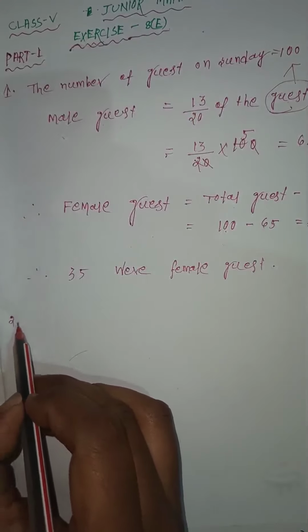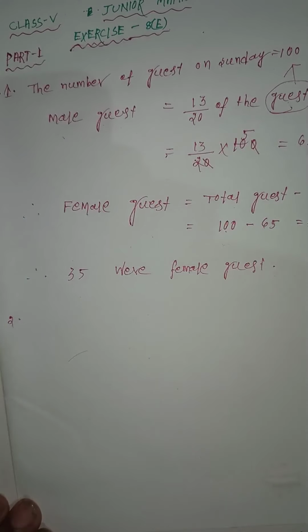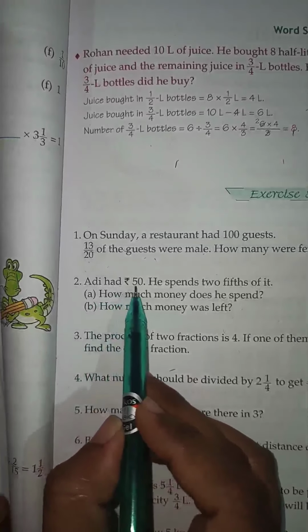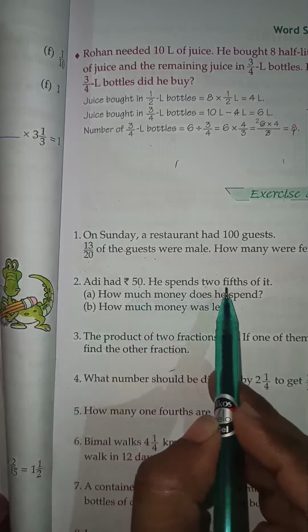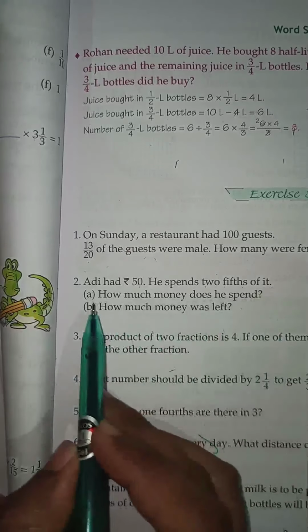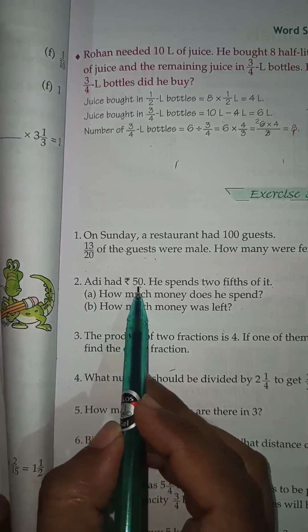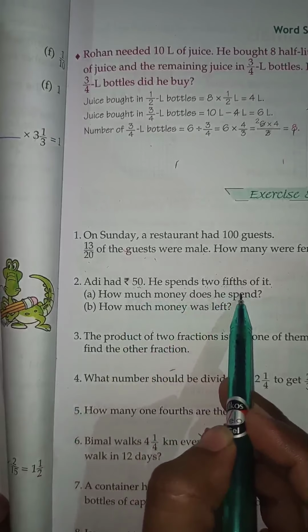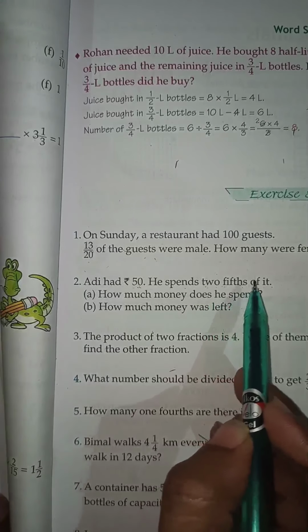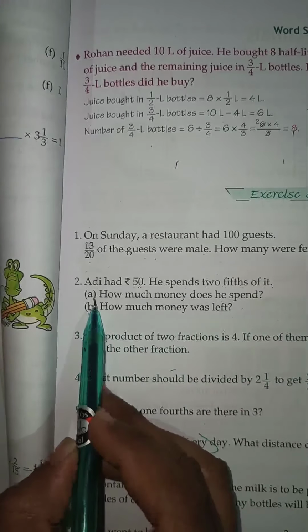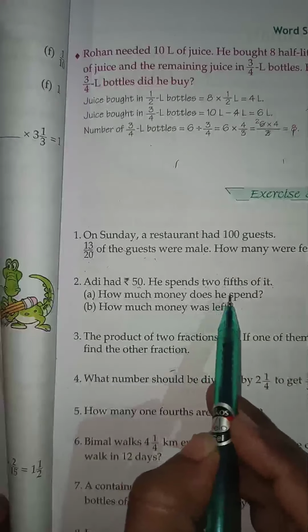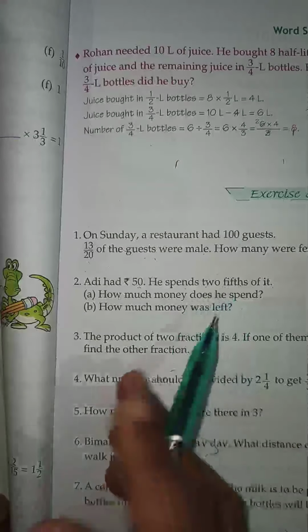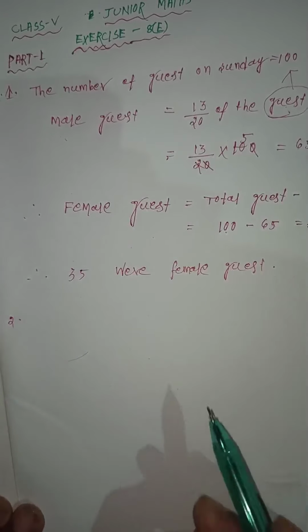Okay, so now question number 2. Question number 2 is asking: Adi had 50 rupees. He spends 2/5 of it. Adi had total money that is 50 rupees. He spent 2/5, that is 2 by 5 of it. Part A: how much money does he spend?